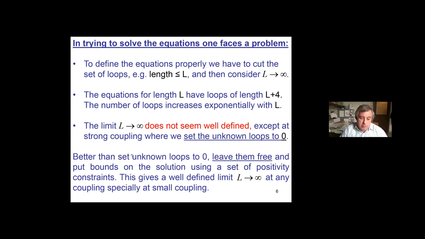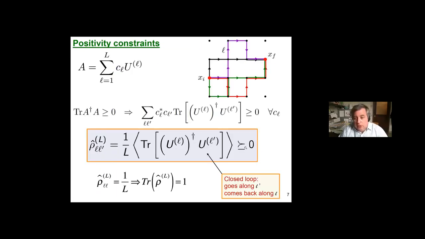And the method we propose is to, instead of setting those to 0, you let them free. And then we use a set of positivity constraints to put bounds on the expectation value, and this gives a well-defined limit as L goes to infinity, and we think that's the appropriate way to work with the loop equation. So what are the positivity constraints?